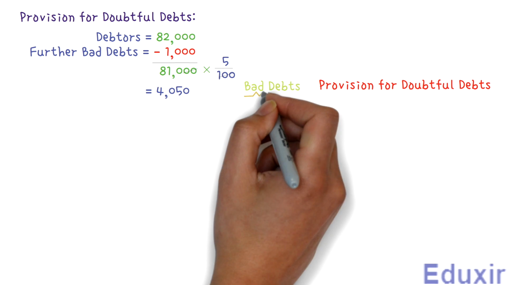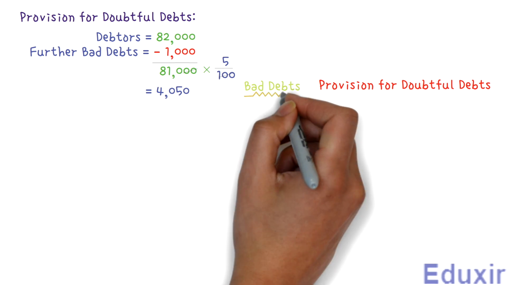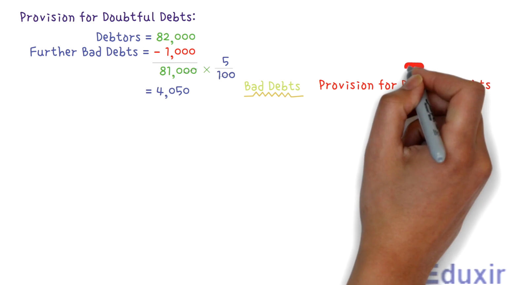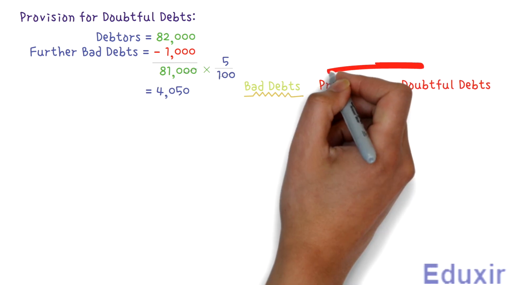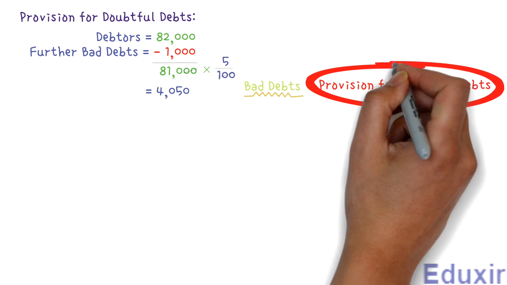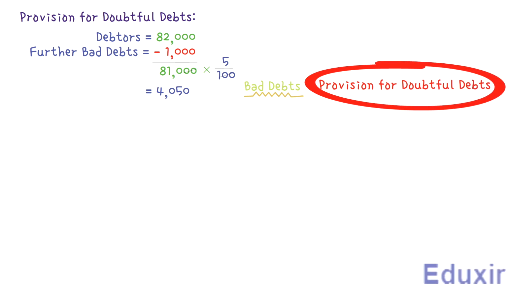Now, as the bad debts are losses, they should go into the profit and loss account on the losses or debit side. And the provision for doubtful debts is a contra asset account. So, it should go on the asset side of the balance sheet and should be subtracted from the debtors. I repeat, it's not an asset, it's a contra asset. So, it should be subtracted from the debtors asset. It should not be considered as an asset, it should be subtracted from the debtors asset. But we will deal with it when handling the balance sheet.